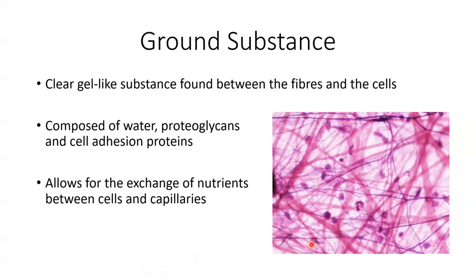So taking a look at this image on the right of the screen here, it's a picture of loose connective tissue, and you can see the fibers really quite clearly. These thin darker purple lines are our reticular fibres, and our thicker, slightly lighter pink are our collagen fibres, so they're two different types of fibres. The little purple circles are our cells, so in this case they are fibroblasts. And then the space in between the fibres and the cells, it's kind of the white colour here, will be our ground substance.